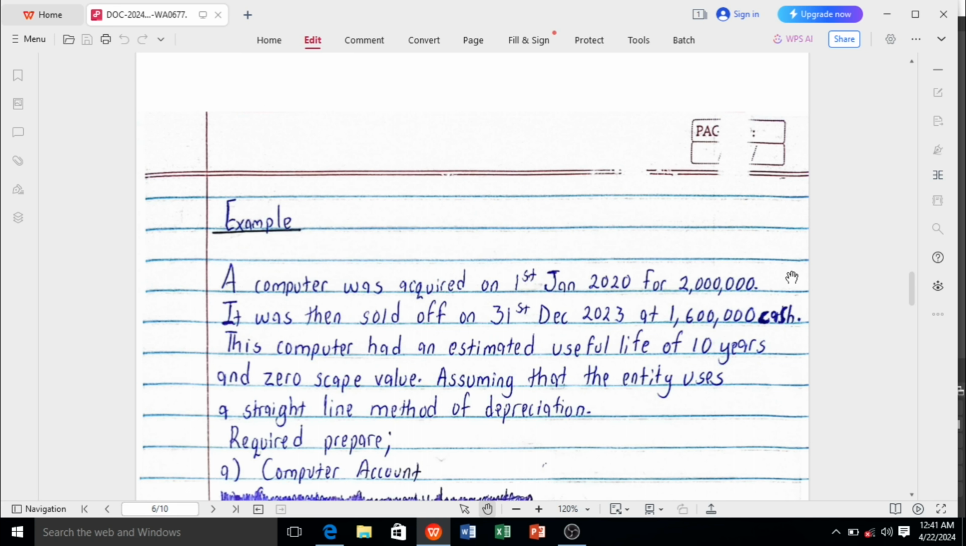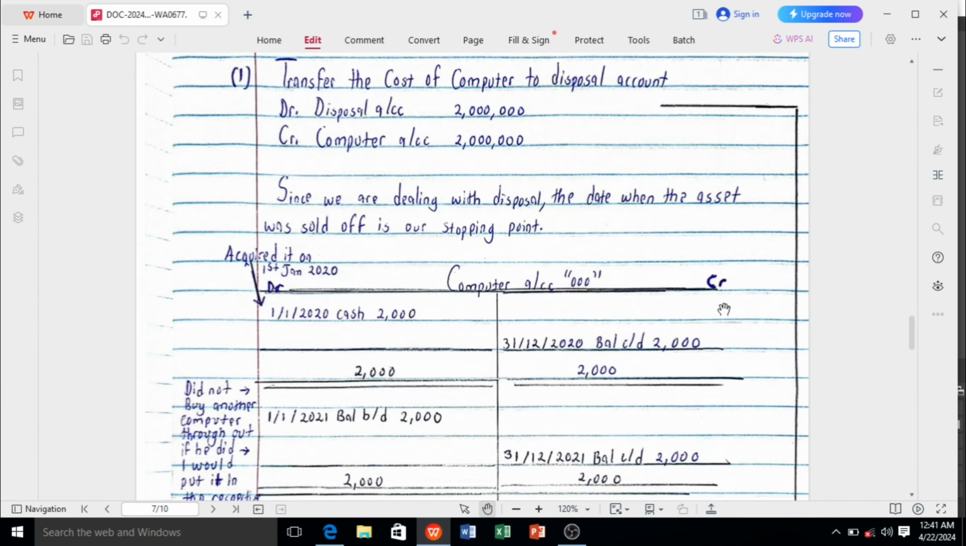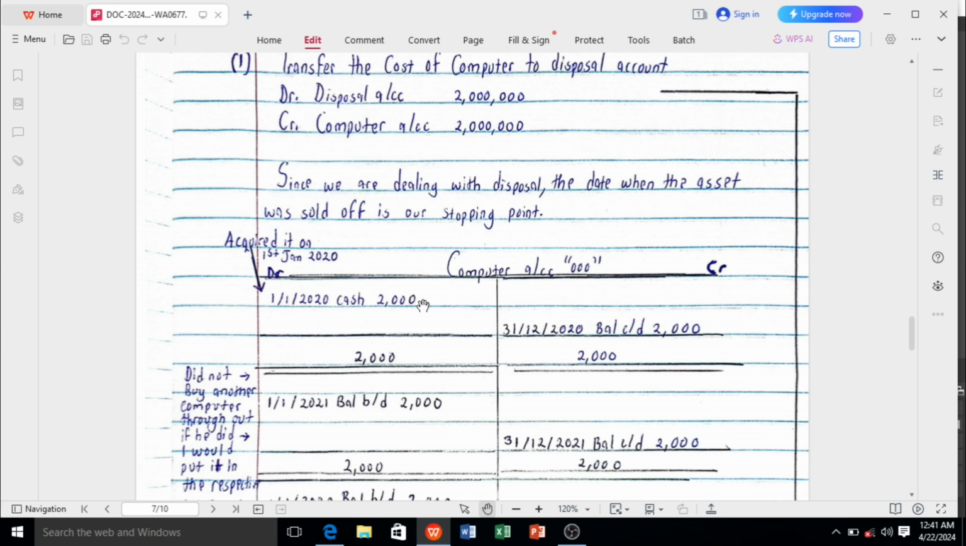Here, it was also meant to be cash. I forgot to put that. So by cash. I'm going to say here cash of 2 million. I've removed the 3 zeros and I've catered for it here. So this is acquired on 1st January 2020, and this is the cash.